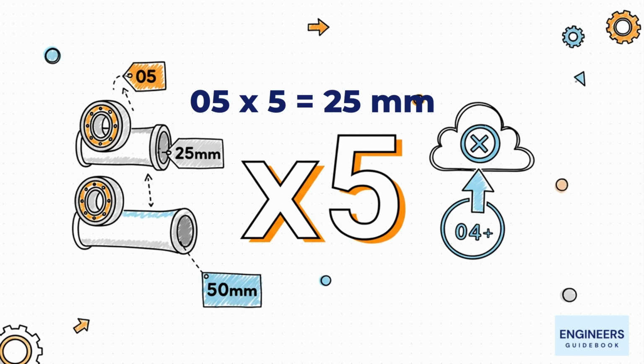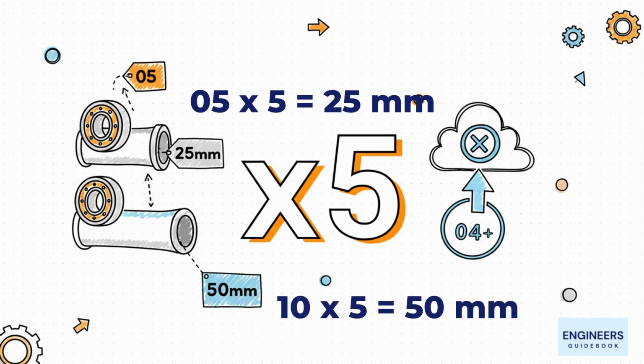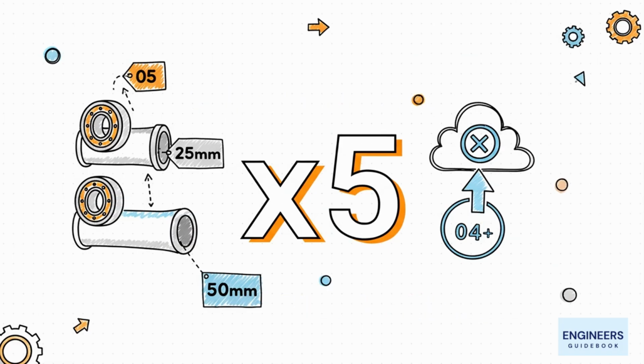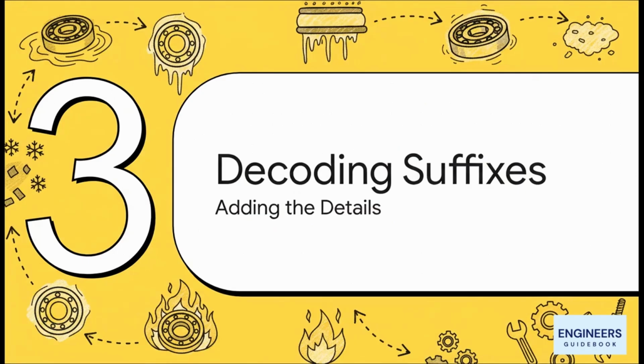Simple. See a bearing ending in 10? That's 10 times 5. You know it fits a 50 millimeter shaft. If you remember one thing about sizing, let it be this. For bore codes 04 and up, it's always times 5. Okay, we've totally nailed the basic number. Now let's move on to the modifiers. These are the prefixes and suffixes that hang out around that core number.